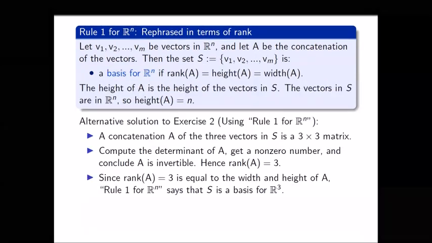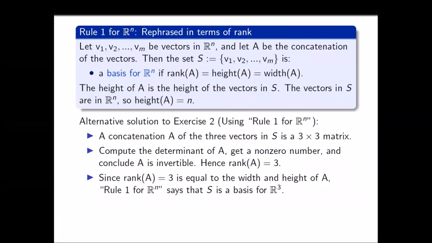Okay, so using this newfound condition for the basis of Rn, we can provide an alternate strategy to exercise 2, which we just saw a few moments ago. There were three vectors and we wanted to show that it was a basis of R3. So the strategy would essentially look something like this. The concatenation of three vectors is going to be a 3 by 3 matrix because the height of the vectors was 3, so that gives us the height of the matrix. And there were three vectors in S, so that gives us the width of the matrix. Now we have a 3 by 3 matrix.